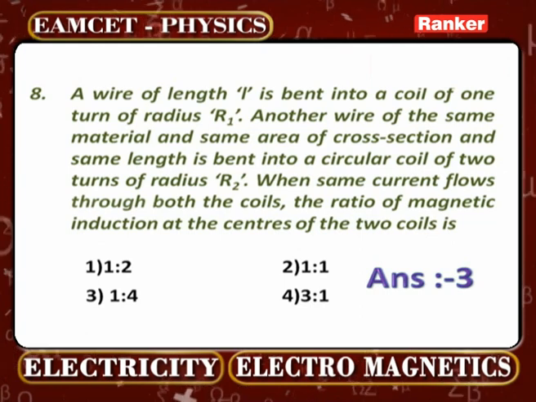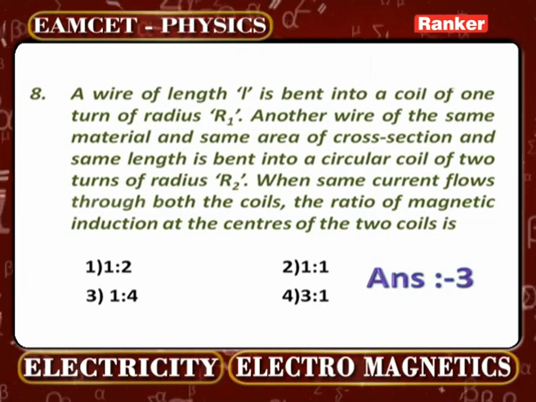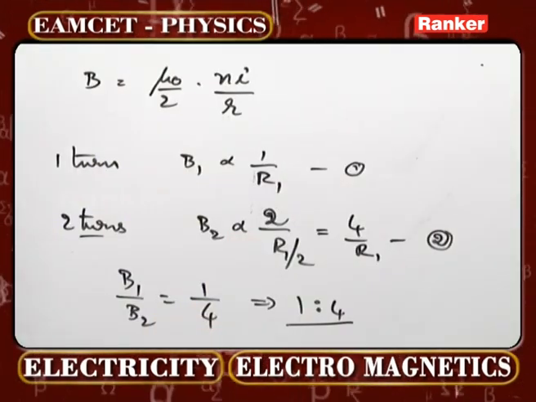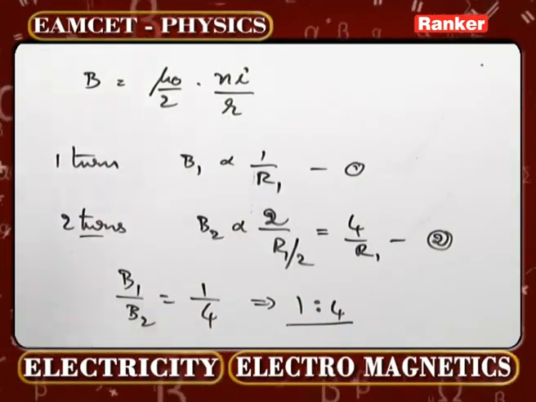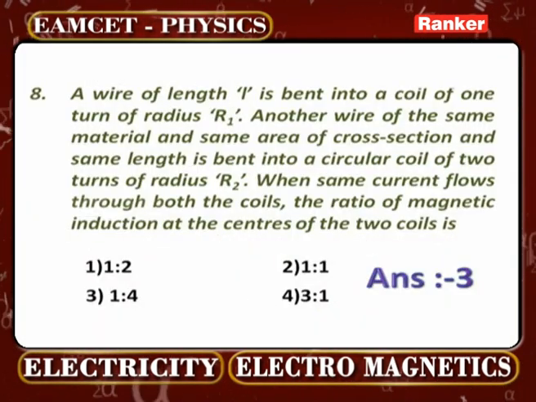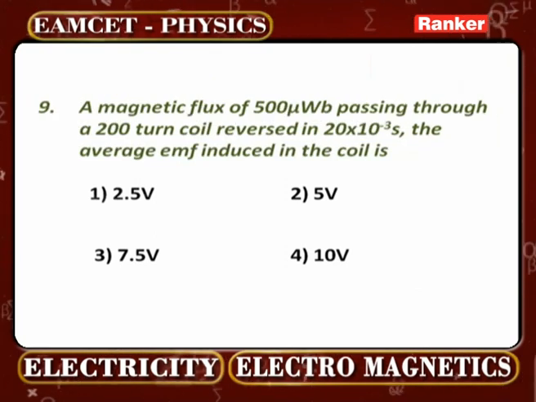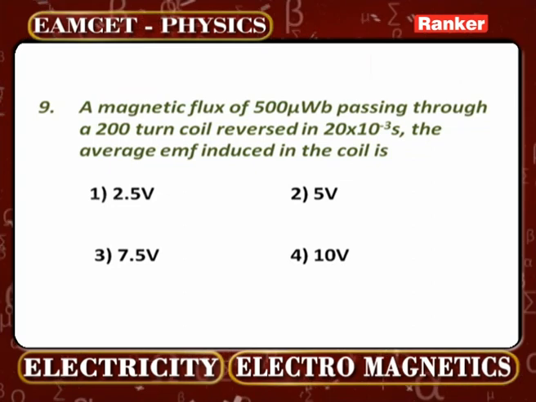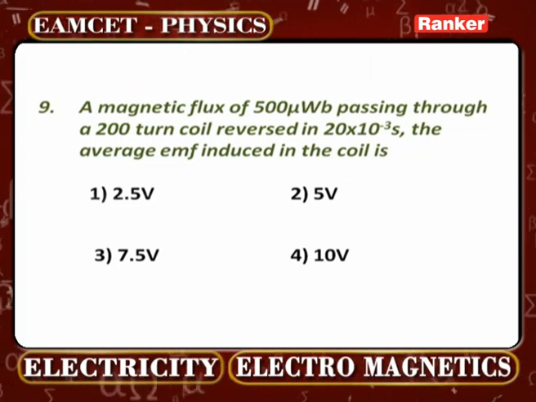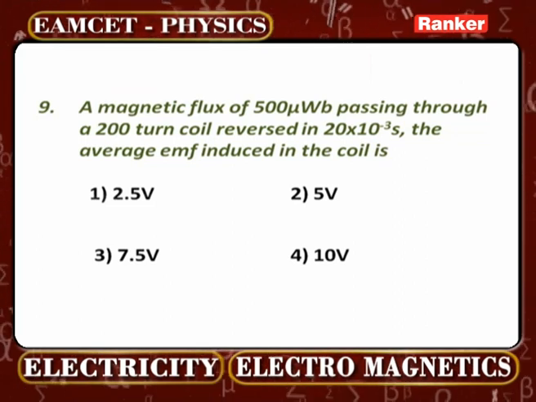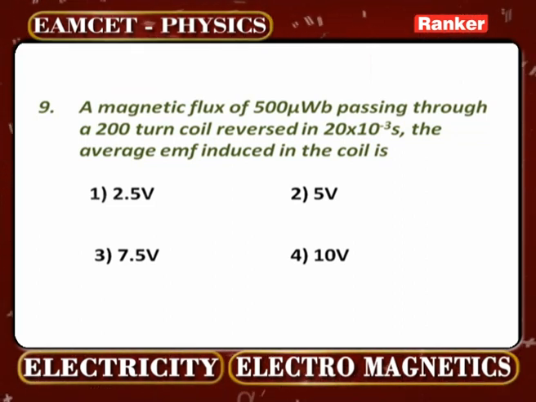This in fact I have told you earlier also, when you make n number of turns, the value of B at the center becomes n square times. That is the point based on which it becomes 1:4. Look at the next problem, that is problem number 9. A magnetic flux of 500 microweber passing through a 200 turn coil is reversed in 20 × 10^-3 second. The average EMF induced in the coil will be how much?